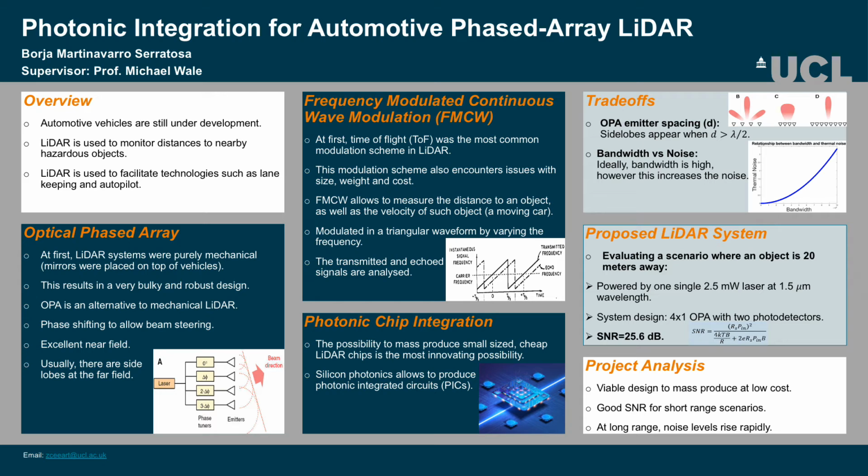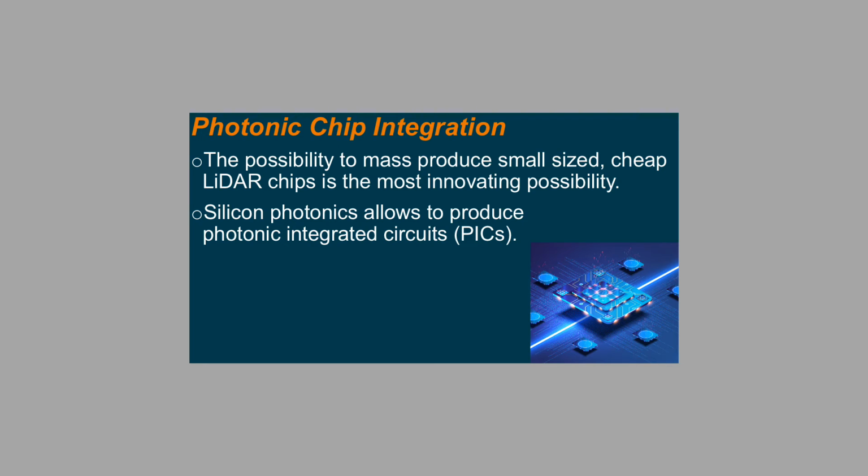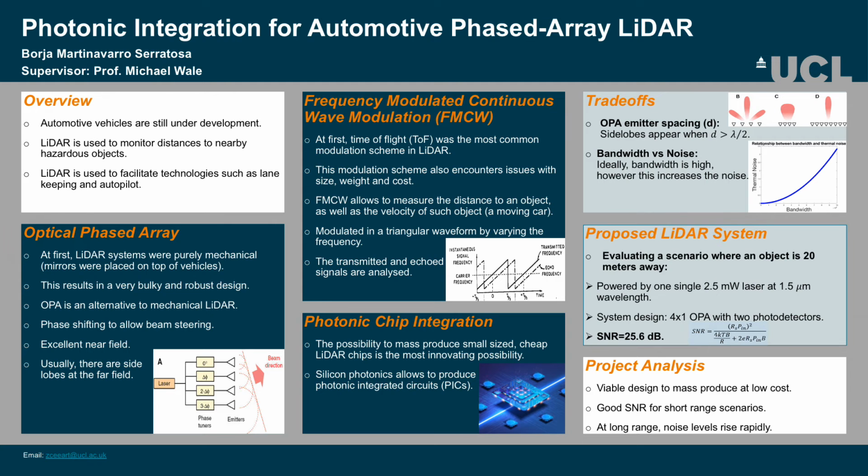Now let's talk about the photonic integration. The main advantage of using optical phased array and FMCW LiDAR is the possibility of including these two, the whole LiDAR system, into a small scale chip. This is very beneficial to solve the issues with size and design of LiDAR systems, and thankfully Silicon Photonics allows to produce photonic integrated circuits. Now let's get into the next section of the presentation, which is the system design.